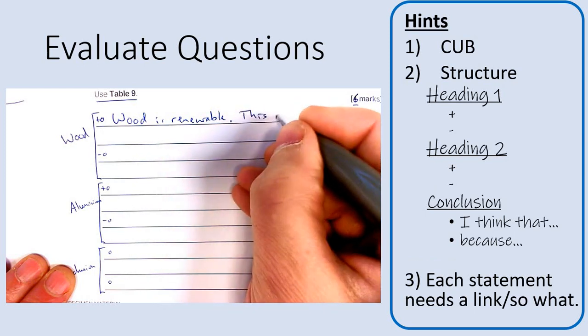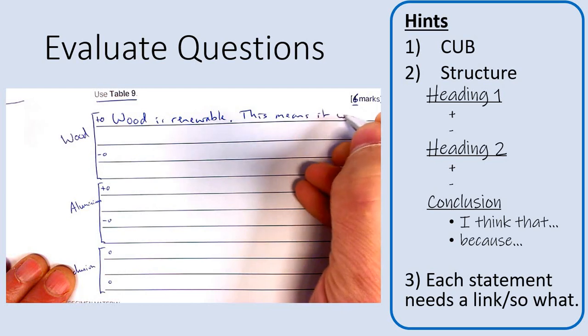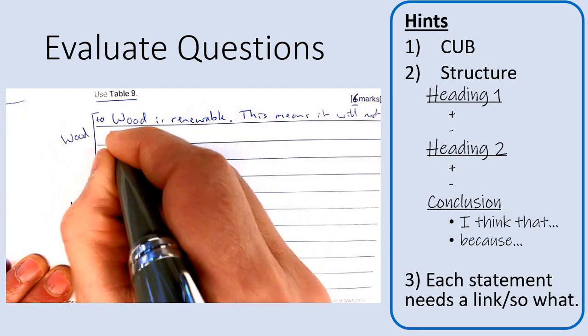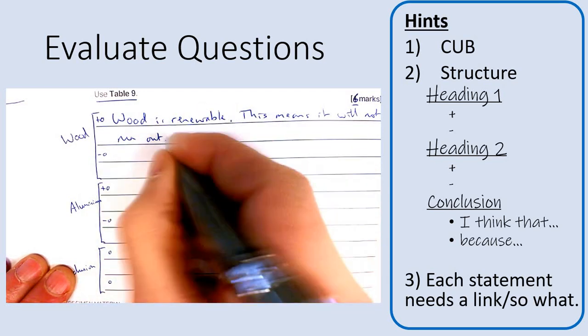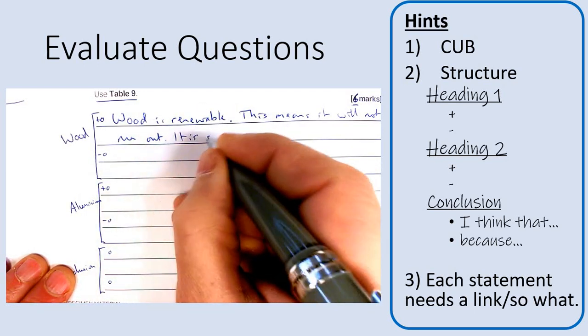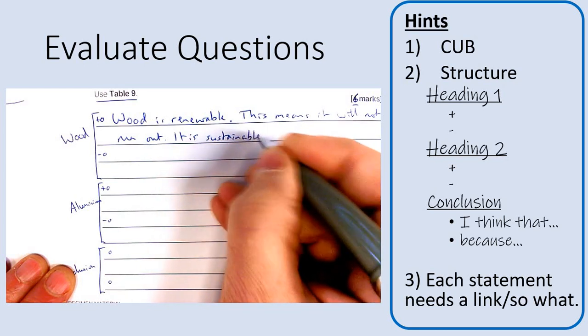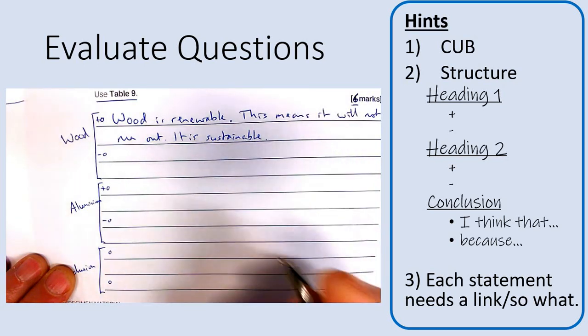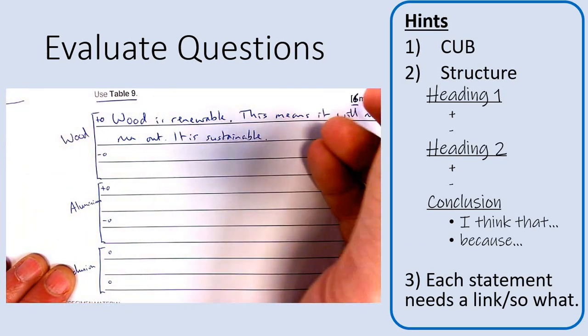Now, that alone is not enough to get me to top marks. I need to add the so what. This means it will not run out. Also, you might think of that word, sustainable. There's a word there that you've come across, hopefully, sustainable. I'm going to use that because it's a bit of extra knowledge that might get me a mark. Right, I'm looking for a negative. What's bad about it compared to aluminium?